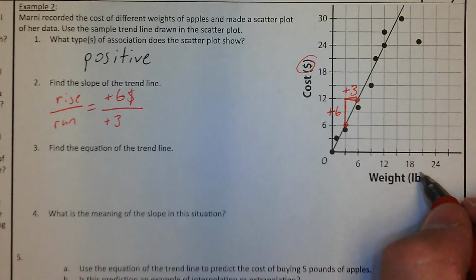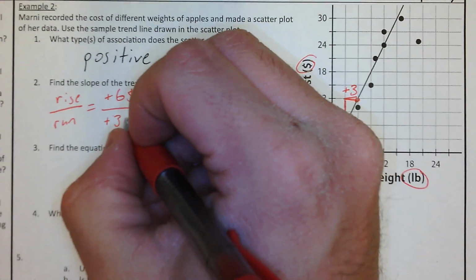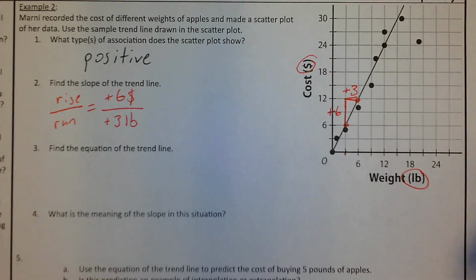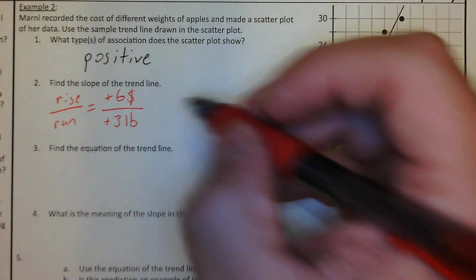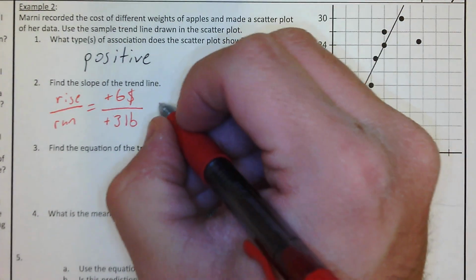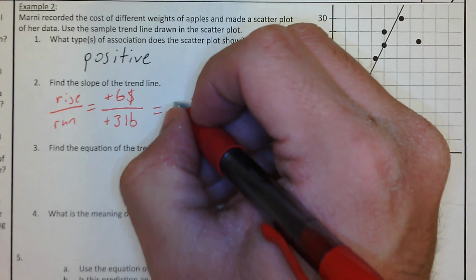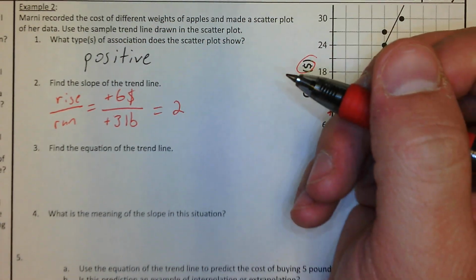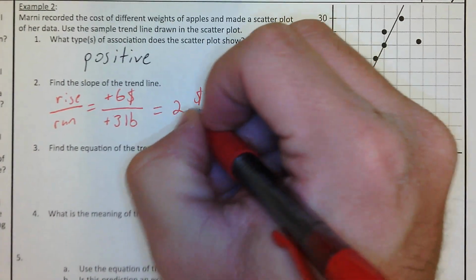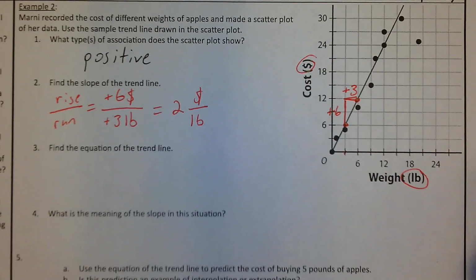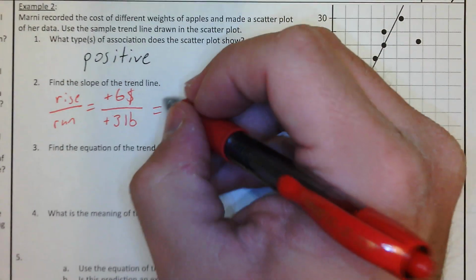Now if we look at over here, we know that that's going to be in pounds. So then I have $6 divided by 3 pounds. 6 divided by 3 is 2. This would be $2 per pound. So that's my slope.